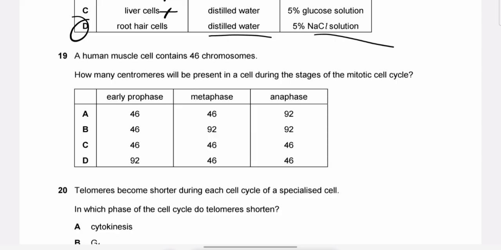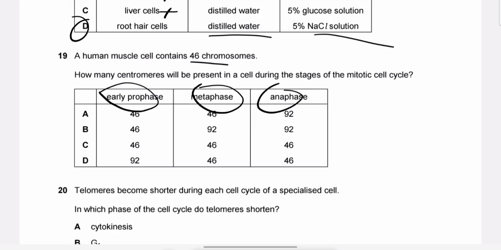How many centromeres will be present in a cell during the stages of the mitotic cycle? So for this one, I don't think there's really any reason for us to go through all the responses. I'm just going to explain what happens during early prophase, metaphase, and anaphase in terms of the chromosomes.